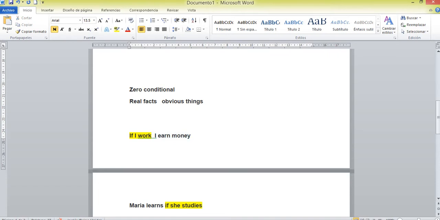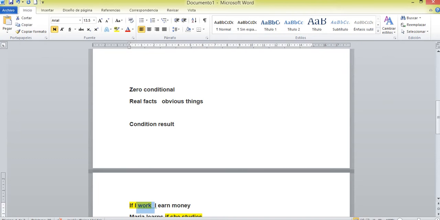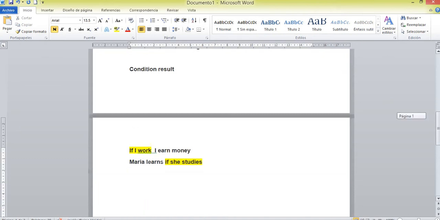Remember that every conditional has two parts. The first part is the condition, and the second part is the result. So the condition in this case is in yellow. The condition is if I work. The condition has an important part that is if. Si, right? Si yo trabajo, gano dinero.